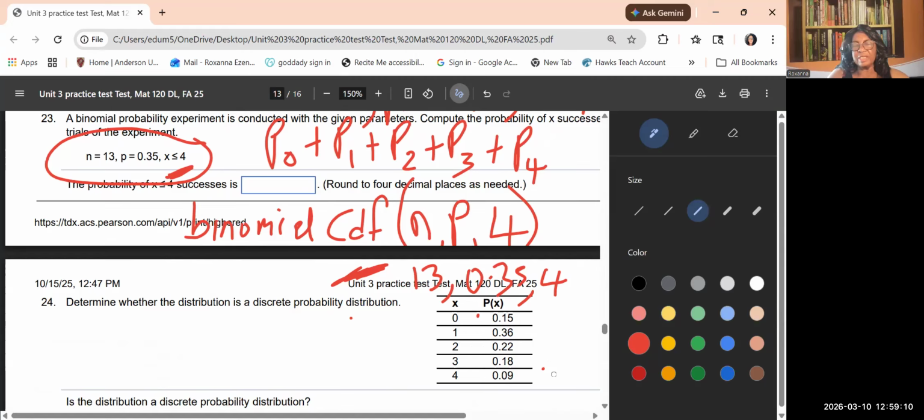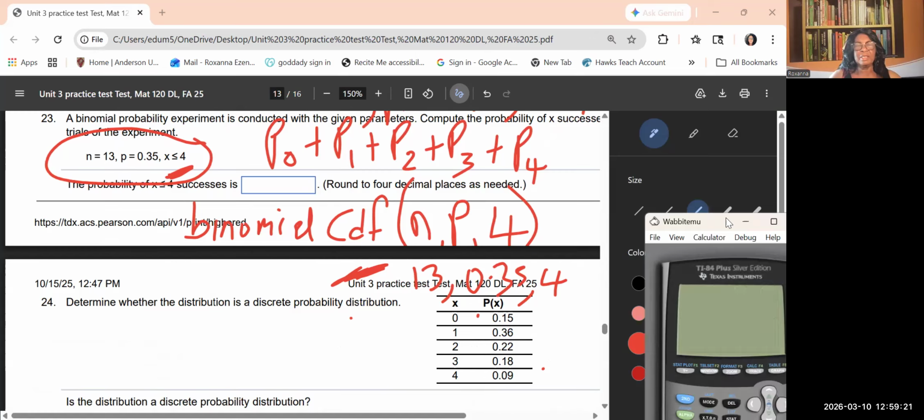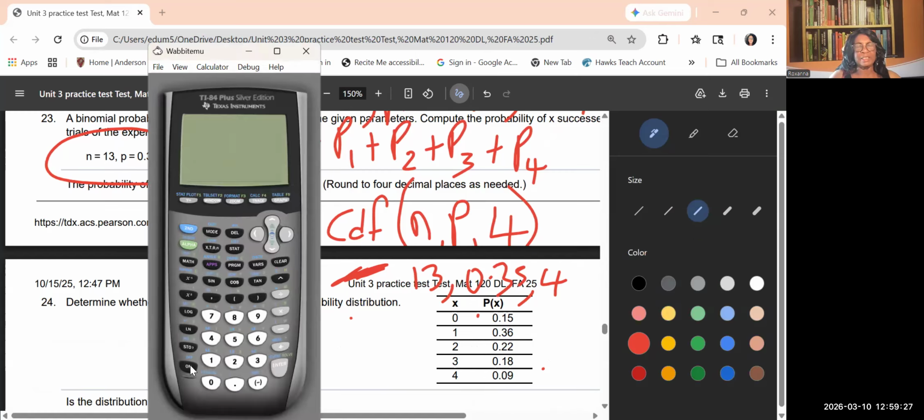Then the next thing I want to do is get my calculator. I want to make sure I show you where it is again today. How do I use my calculator to calculate at most probability for binomial distribution?